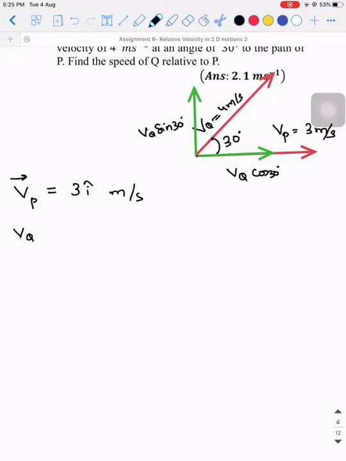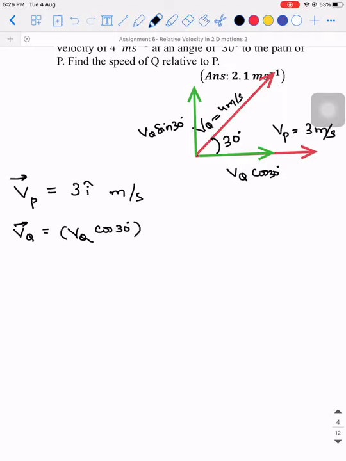So similarly, what is the velocity of Q in the vector form? If you observe, VQ is neither along x direction nor along y direction, but it has components along the positive x and the positive y. So VQ, can I write it as VQ cos 30 degrees? It has VQ cos 30 in which direction, guys?